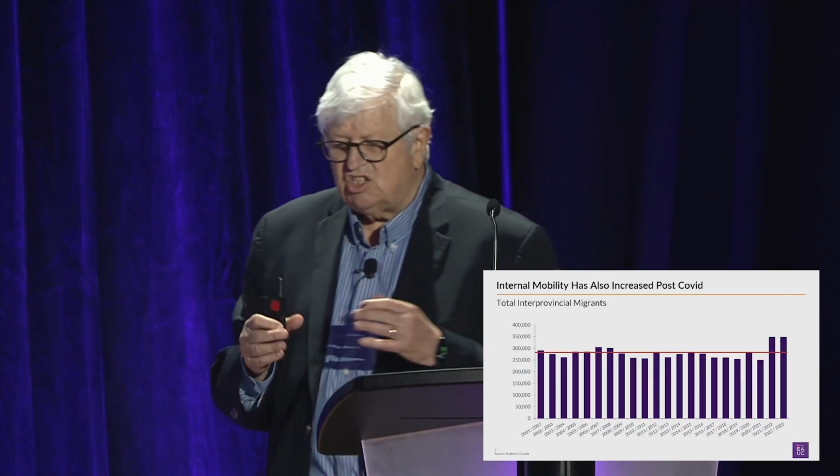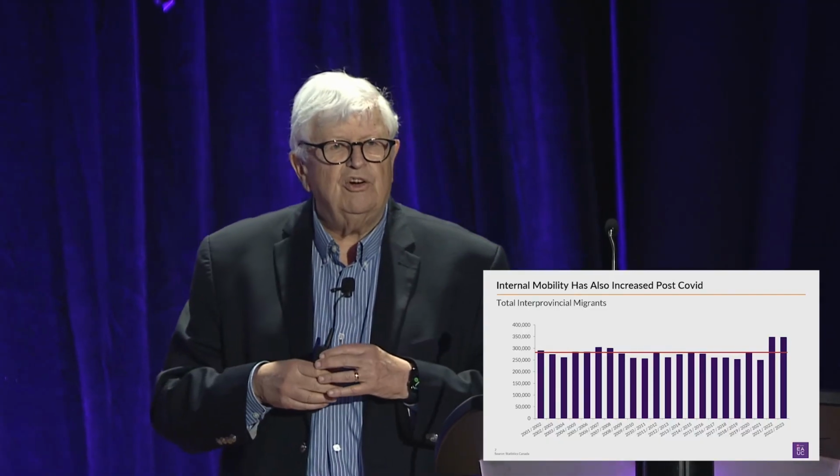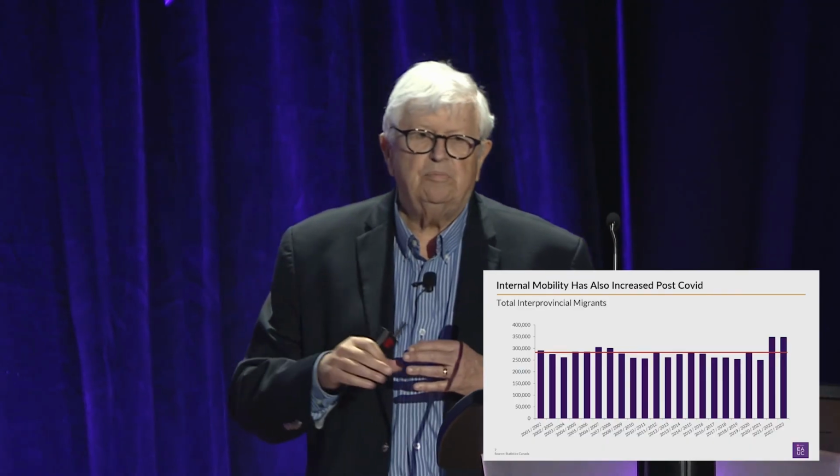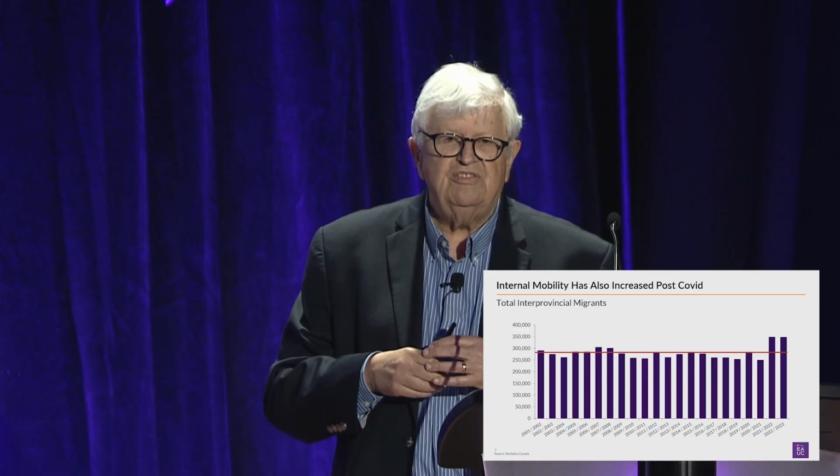Internal migration receives, as I mentioned, a lot less attention, and has been pretty stable. This is the number of interprovincial migrants every year, in and around 300,000 people moving from one province to another. But that picked up post-pandemic, up to somewhere close to 350,000.